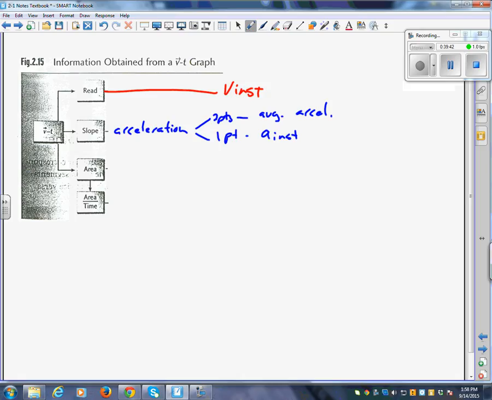If you have a VT graph and you find area, then what are you getting? Displacement. And if you take that area, that displacement, and you divide it by the time, then what do you get? You get average velocity, which is really V bar. Average acceleration is A bar.